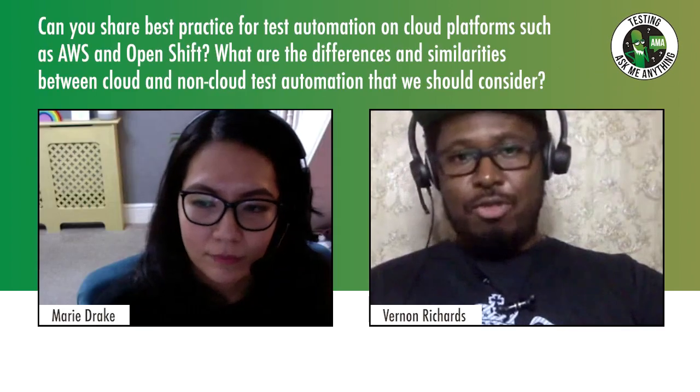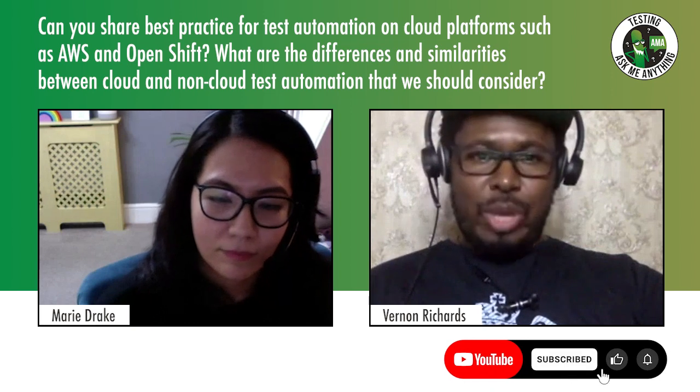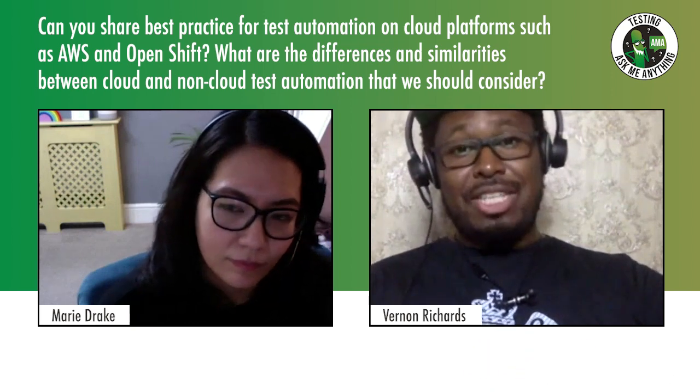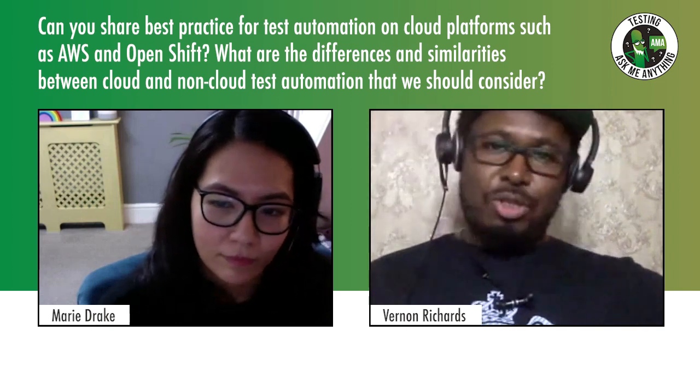Can you share best practice for test automation on cloud platforms such as AWS and OpenShift? What are the differences and similarities between cloud and non-cloud test automation that we should consider?